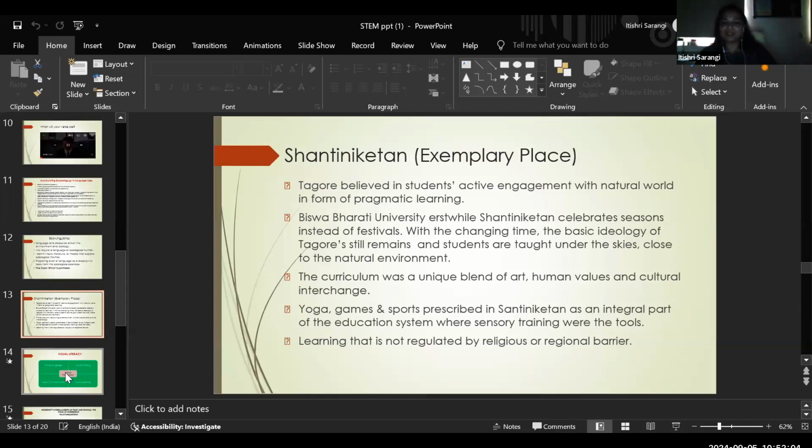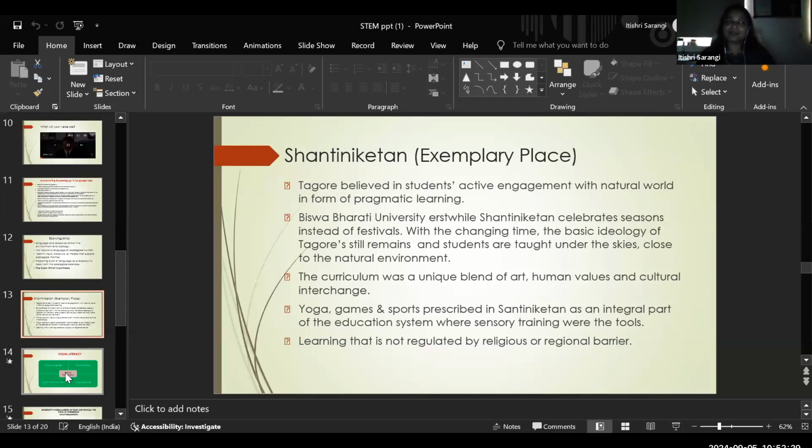So that was his idea. And the Santiniketan university's curriculum was a unique blend of art, human values, and cultural interchange. So there itself, we can see the yoga, games, and sports prescribed in Santiniketan as an integral part of the education system, where sensory training were the tools.